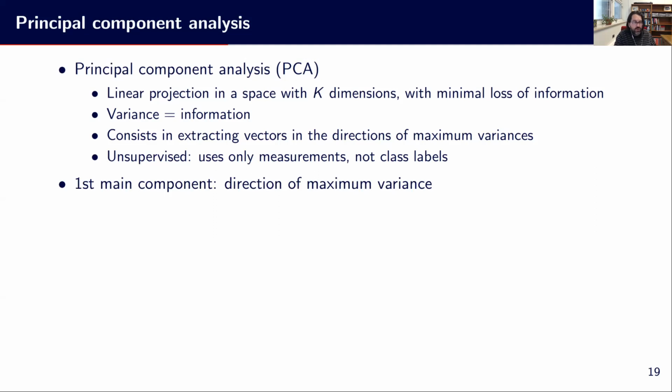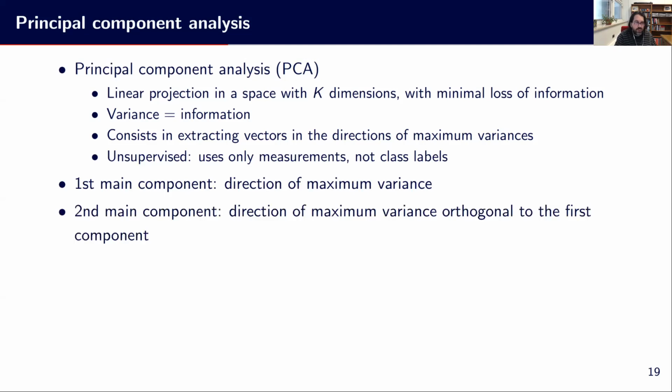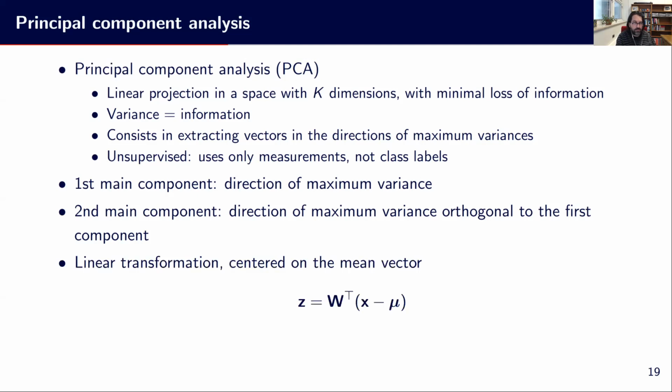Looking at the first principal component, we have the direction of the maximum variance. And for the second principal component, we take the direction of maximum variance orthogonal to the first component. So we have these two components. The first one is the direction of maximum variance. The second one is orthogonal to the first, but it's any direction orthogonal to the first where we have the maximum variance.